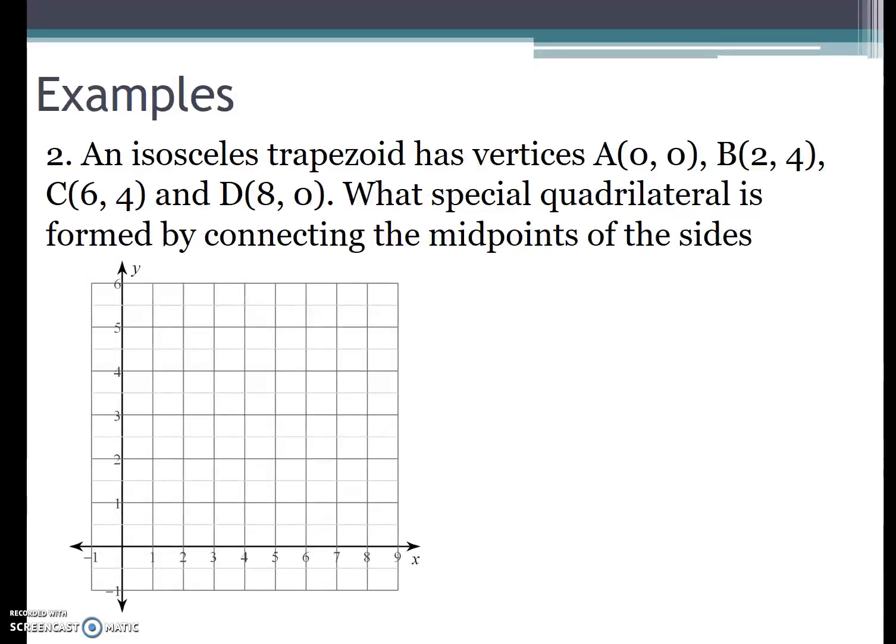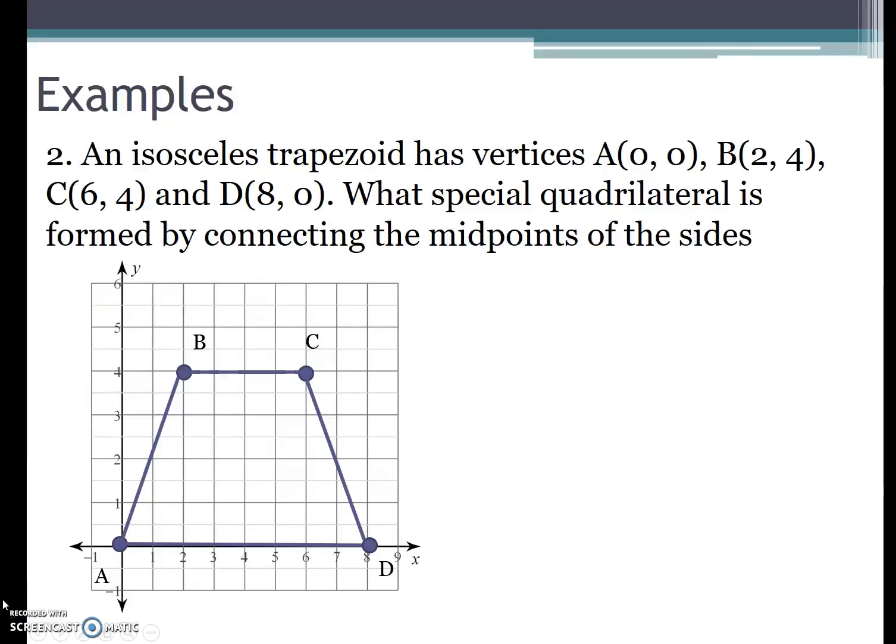All right, this guy here, we've got an isosceles trapezoid that has these specific vertices. We want to know what special quadrilateral is formed by connecting the midpoints of the sides. Okay, so the key word here is the midpoints. Let's go ahead and get that isosceles trapezoid on there. A is at 0, 0, B is at 2, 4, C is at 6, 4, and D is at 8, 0. So it should look something like this.